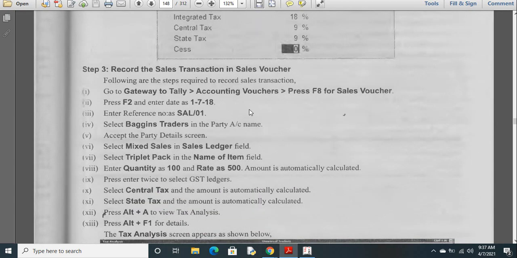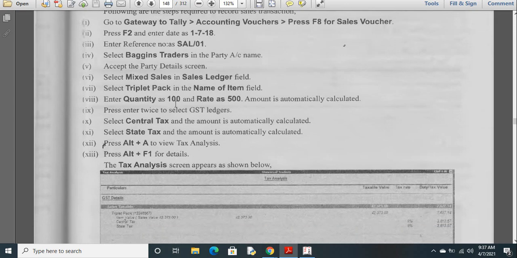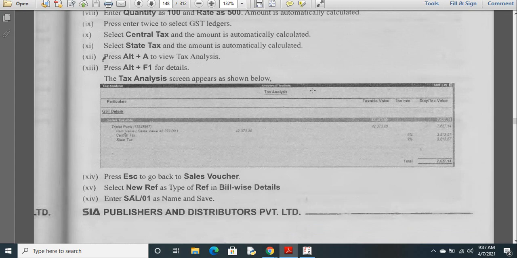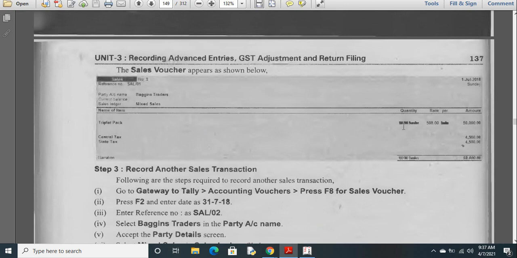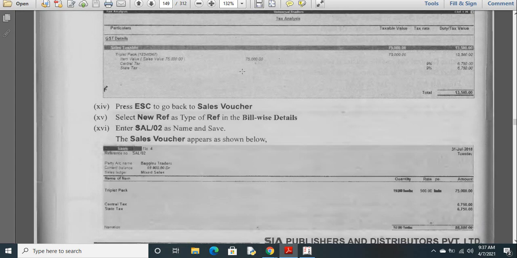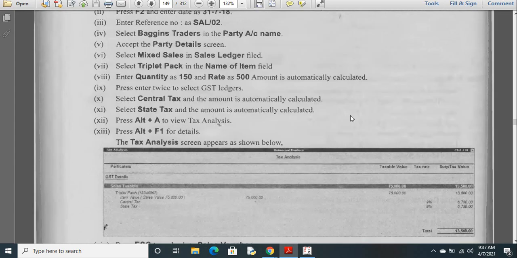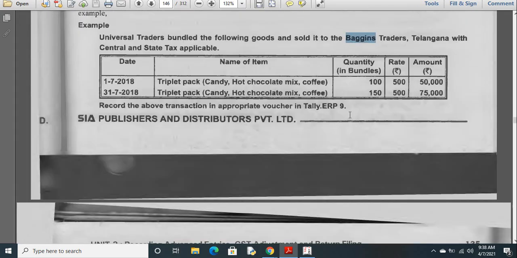Now record the sales transaction. Go to sales voucher, select Bag-in Traders under the party name, and select mixed sales. Select the stock item as triplet pack, the quantity will be 100 and the rate is 500. So your sales voucher would be like this: 100, 500 for one transaction. Next, 150, 500 for another transaction. So you have to enter two sales vouchers: 100 at 500, and 150 at 500.